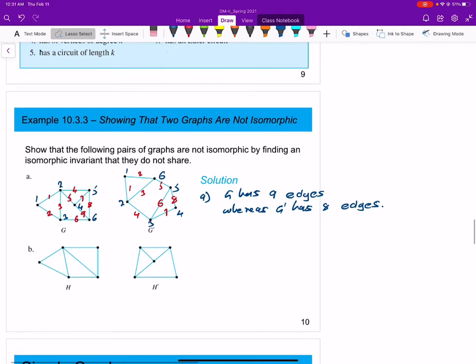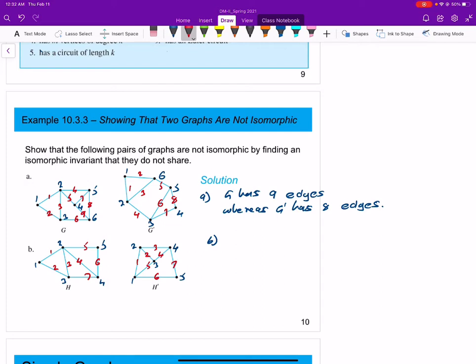And then go to part B. Again do the same thing. You have to show one invariant is not common. That's enough to show they are not isomorphic. Here first I'm counting the number of vertices: 1, 2, 3, 4, 5. 1, 2, 3, 4, 5. It doesn't work. And then count edges: 1, 2, 3, 4, 5, 6, 7. 1, 2, 3, 4, 5, 6, 7.